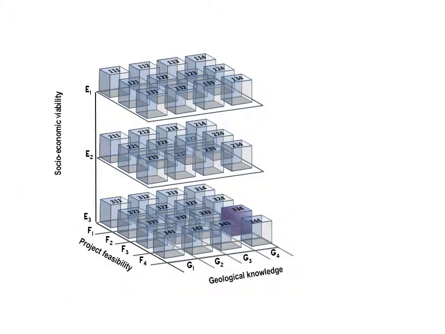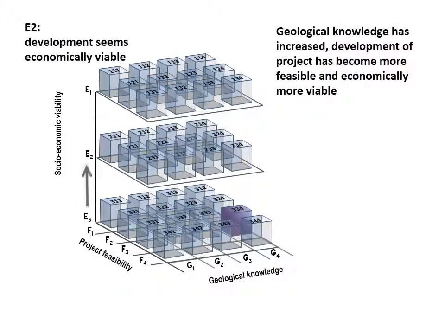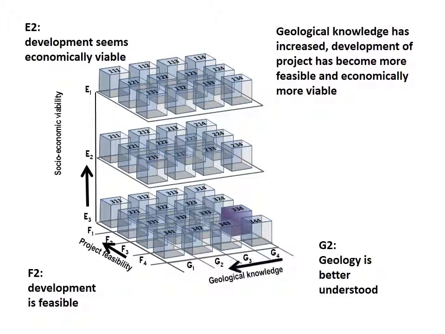When a project progresses and development seems economically viable, the E category progresses from E3 to E2. As development becomes more certain, the project progresses from F3 to F2 on the F-axis. With increasing geological knowledge, the G-axis becomes G2. The original cube 334 has now moved to the position 222.